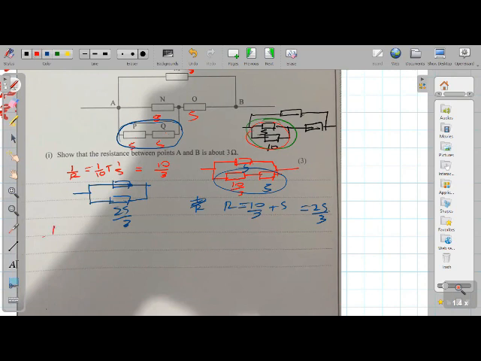Now get the equivalent resistance. Now these two are parallel. How to get it? 1 over 5 plus 1 over 25 over 3. The common denominator becomes 25. 8 over 25 comes, I think. So R equals 25 over 8. When you get it, 3.125, like 0.125, no? Yes. So this is approximately equal to 3 ohm.